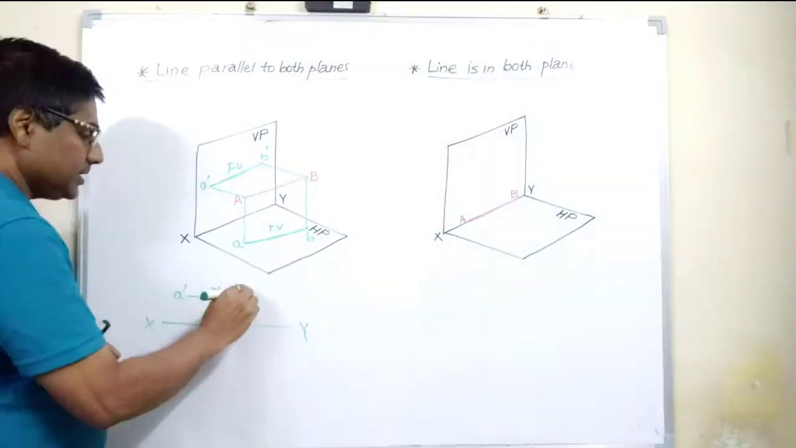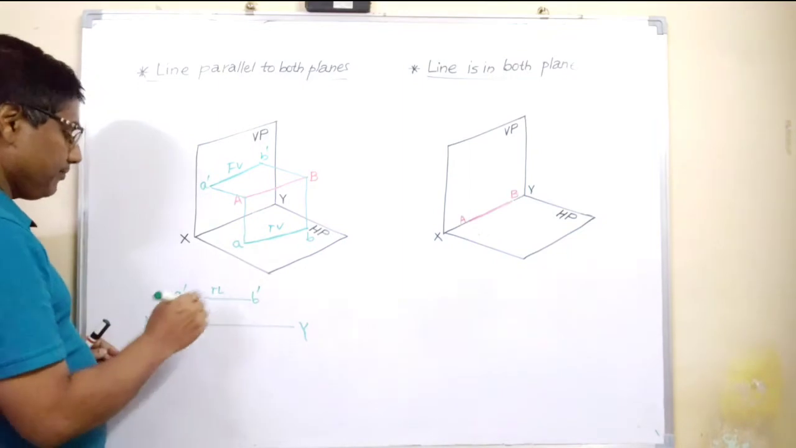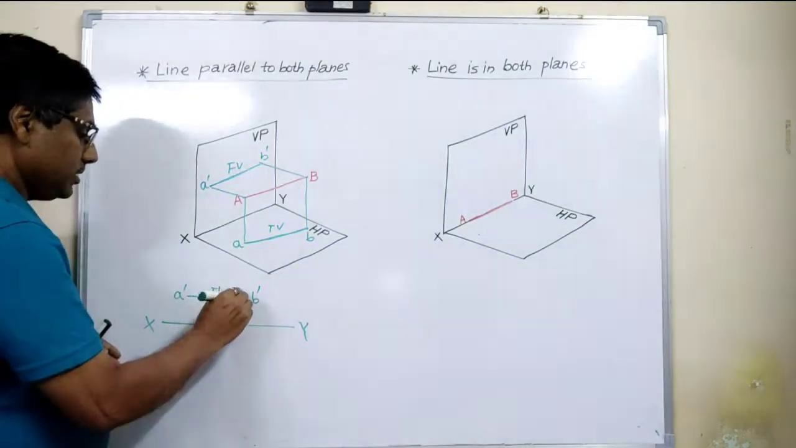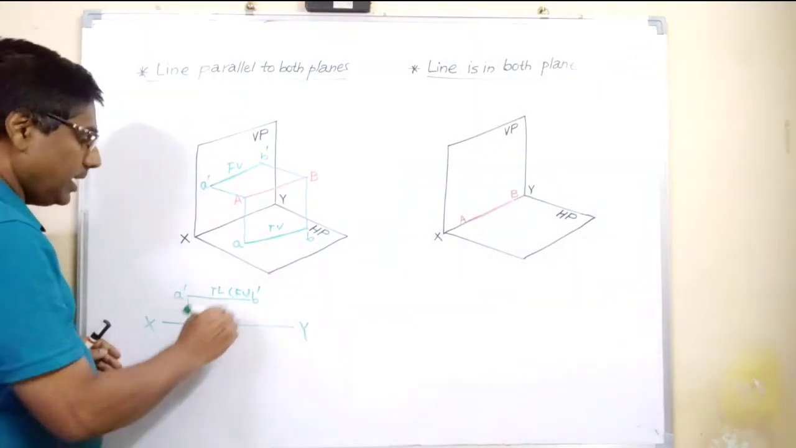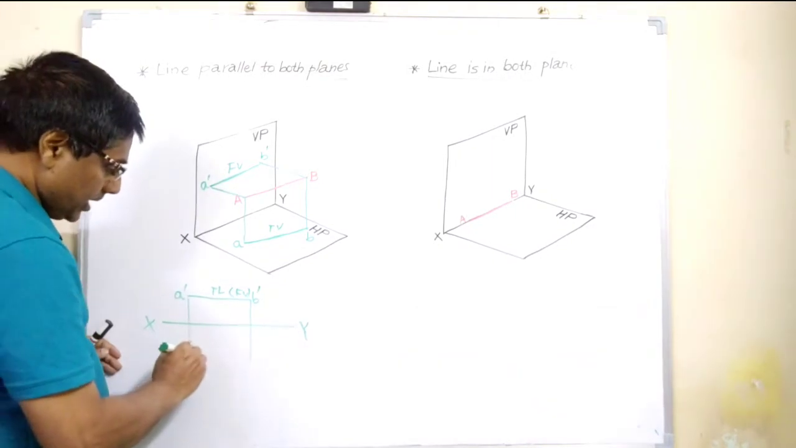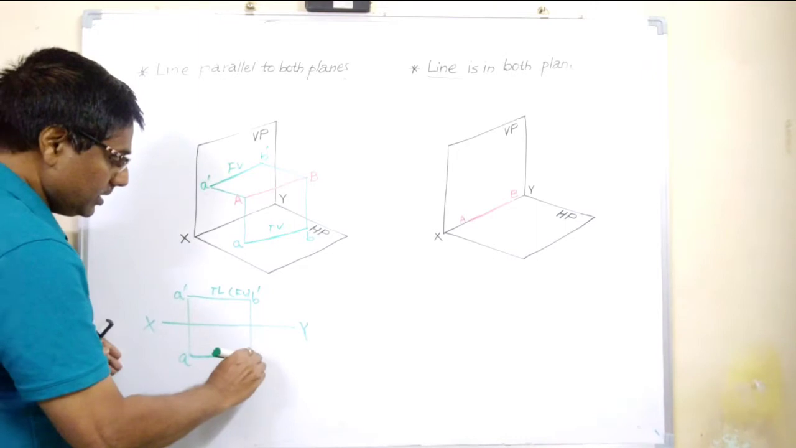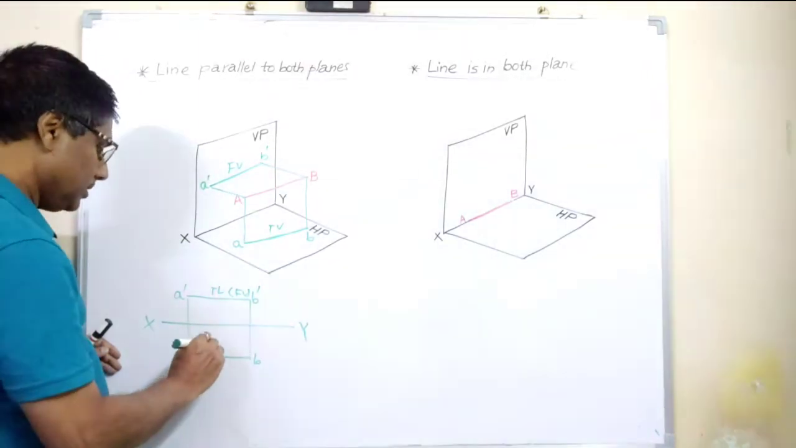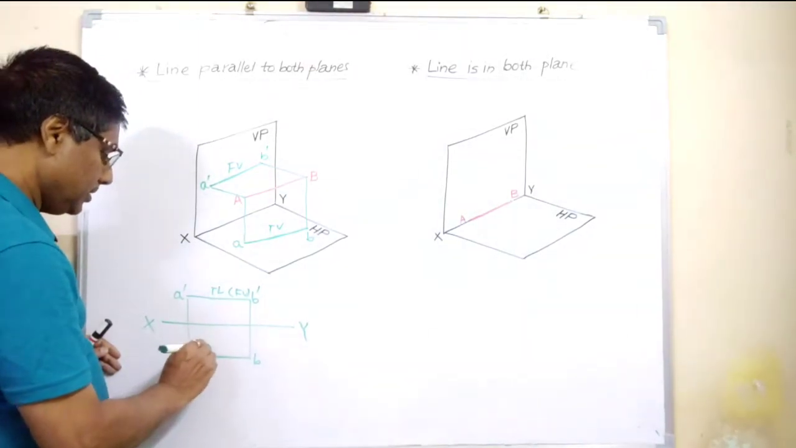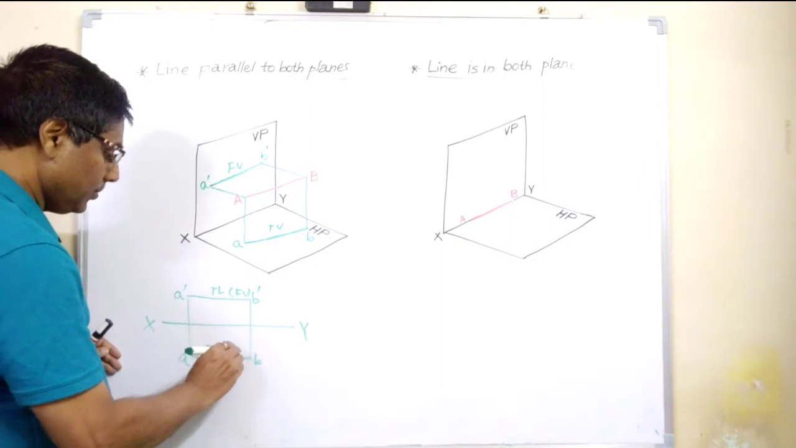A dash B dash is a front view with the true length, and AB is a top view. Again, it is with true length, top view.